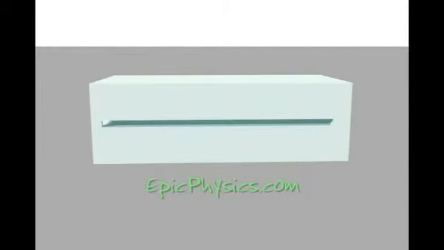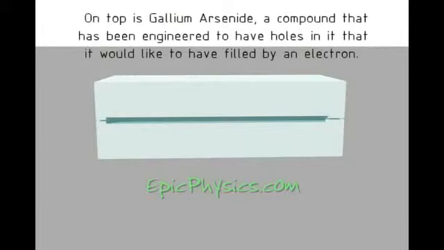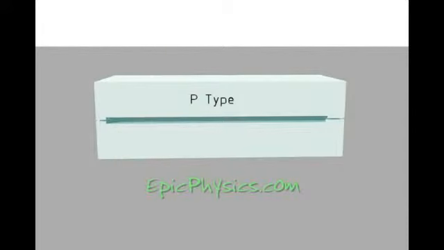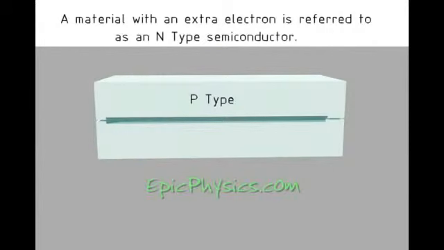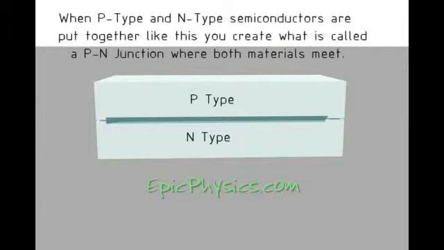A typical laser diode consists of two semiconductors, one sandwiched above the other. On top is gallium arsenide, a compound that has been engineered to have holes in it that it would like to have filled by an electron. Semiconductors that would like to gain an extra electron are referred to as p-type semiconductors. On the bottom is gallium arsenide and selenium. This means it now has an extra electron that it would like to lose. Material with an extra electron is referred to as an n-type semiconductor.